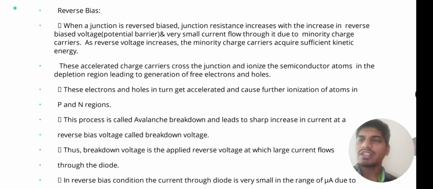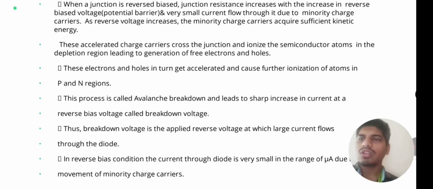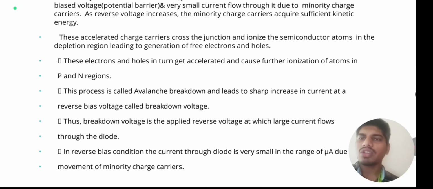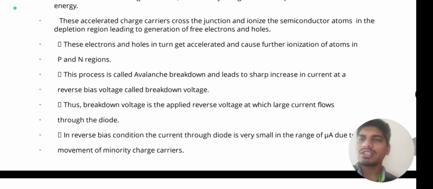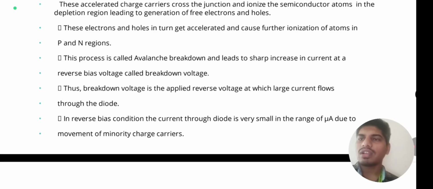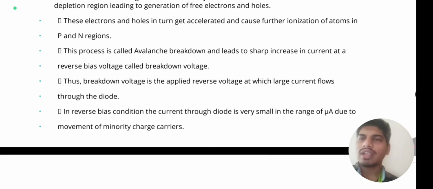Reverse bias: when a junction is reverse biased, junction resistance increases with the increase in reverse bias voltage. Very small current flows due to minority carriers. As reverse voltage increases, the charge carriers acquire sufficient kinetic energy. These accelerated charge carriers cross the junction and ionize the semiconductor atoms in the depletion region, leading to generation of free electrons and holes. These electrons and holes in turn get accelerated and cause further ionization of atoms.